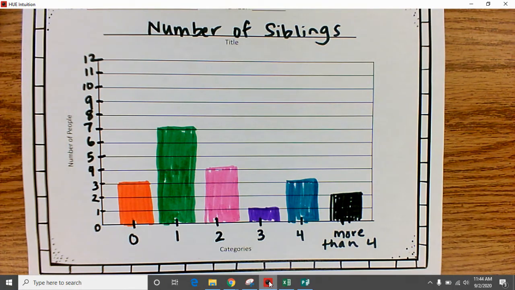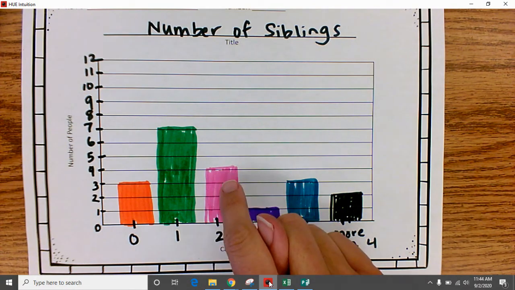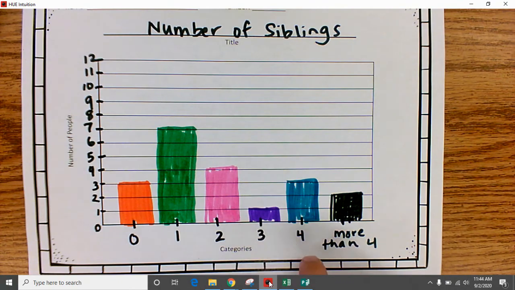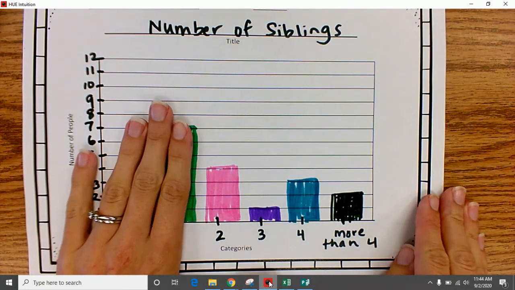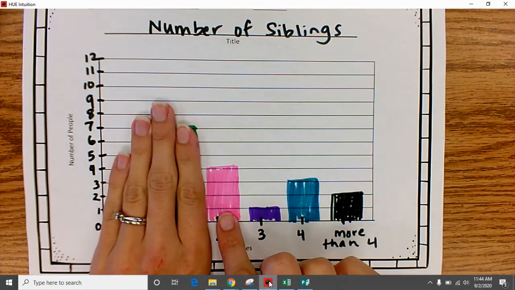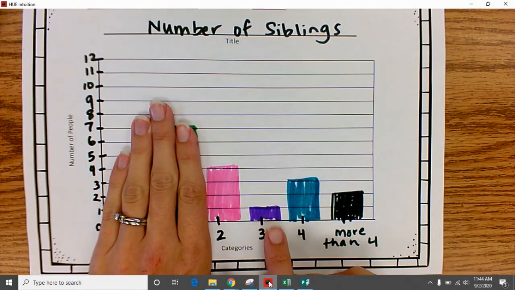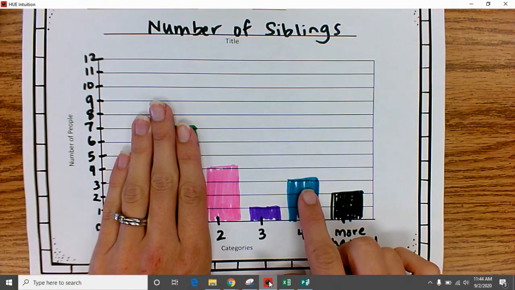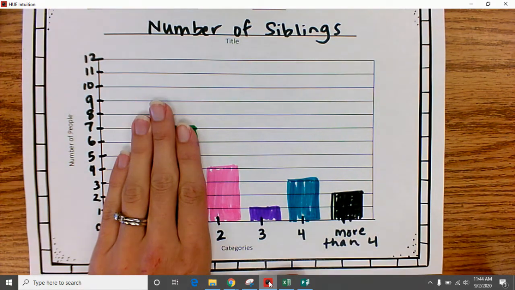Or you could answer a question like, how many people have 2 or more siblings? In that case, I would want to include the people with 2, the people with 3, the people with 4, and the people with more than 4. Let's see if we can put all that together. All right, I have 4 people with 2, plus another one, that makes 5, 6, 7, 8, 9, 10. Oh, 10 people have 2 or more siblings.